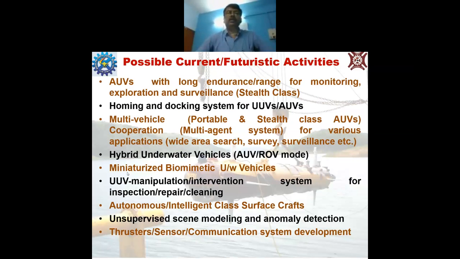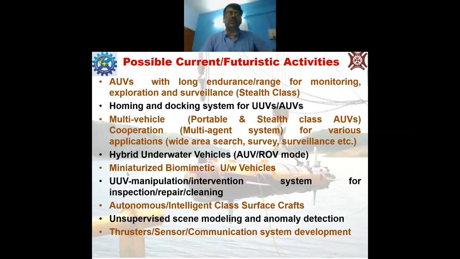So possible current and futuristic activities: AUVs with long endurance range for monitoring, exploration, and surveillance. As I said, the Indian Navy is looking for a very high endurance AUV which can operate at shallow depth, like 300 or 400 meters, but can operate at sea for 30 days or more. That kind of AUV needs stealth; the propeller should not produce high noise, so that enemies cannot detect it.